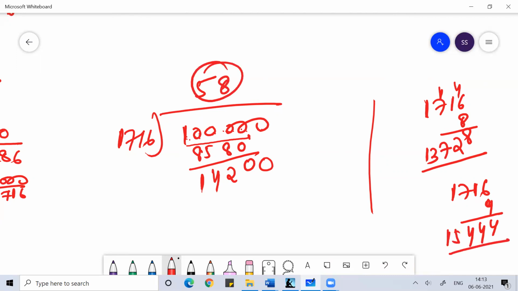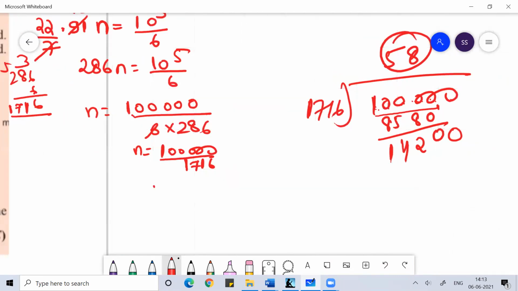58 revolutions, something should come. Revolution, 58 revolutions, it should come.